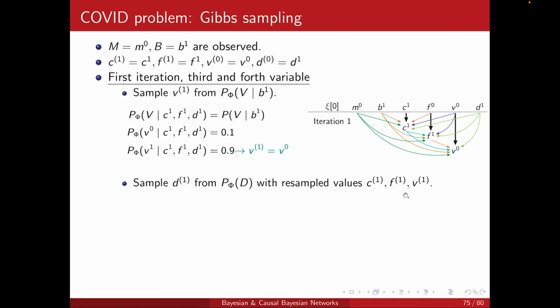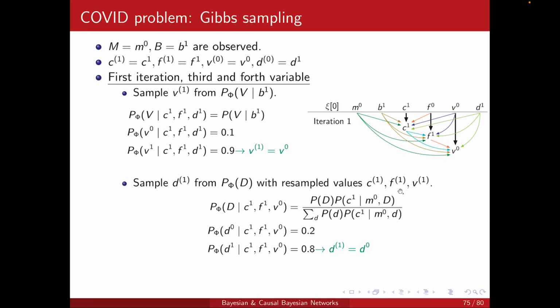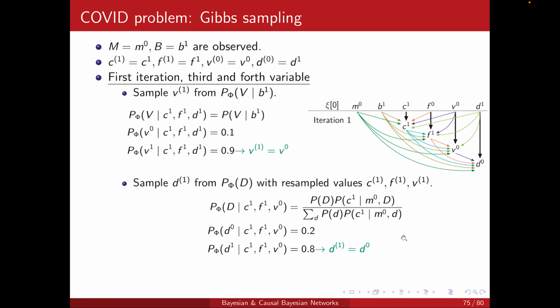So what about D1? Well, same story. For D, we will update it. Here we have P of D. It doesn't have any parents, right? Social distancing, but it has a child, C. So this is what appears for updating the conditional probability distribution, and this is what appears for the values. So we can sample that and we will get, for example, D0. Okay, so this is the result of the first iteration.